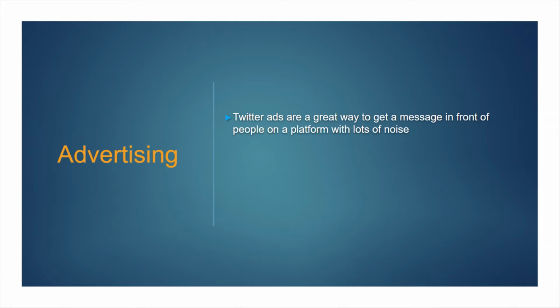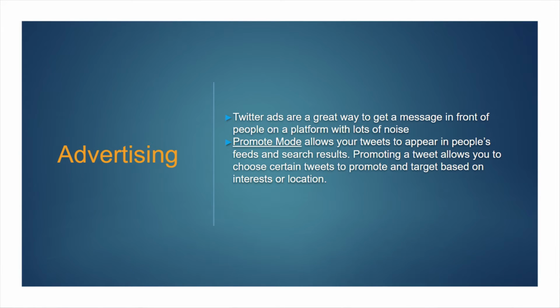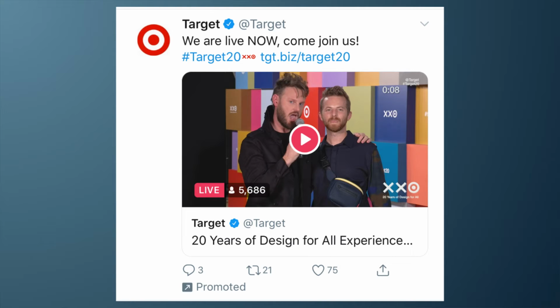So hopefully my example will come up for you. Oh, there we go. We're going to go back. So promote mode, that's the first one, where it's allowing your tweets to appear in people's feeds and search results. So this is a tweet you would have written and you're going to promote that tweet. And so you can choose a target market of people you want to see and you can base it on their interest or location.